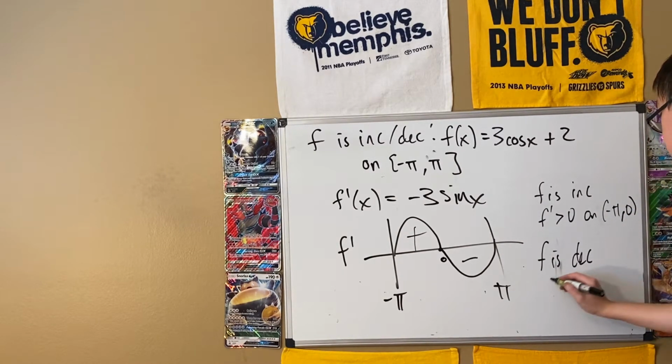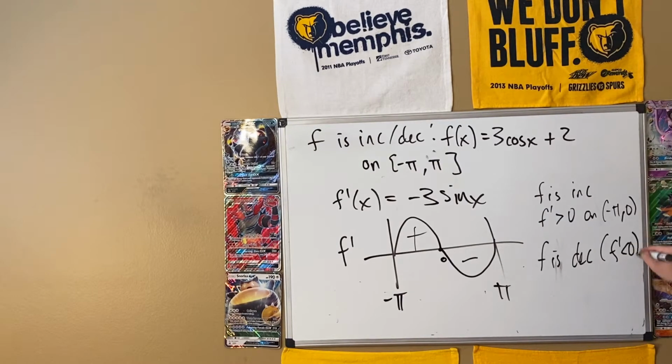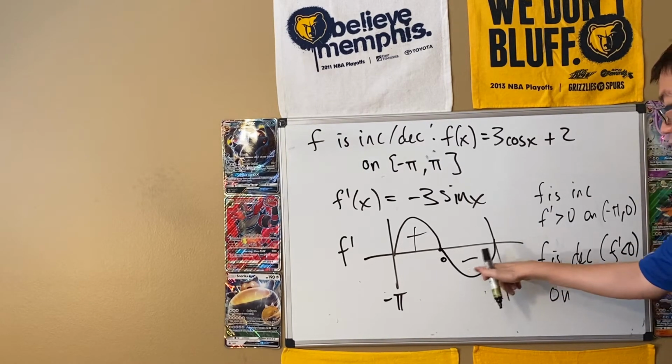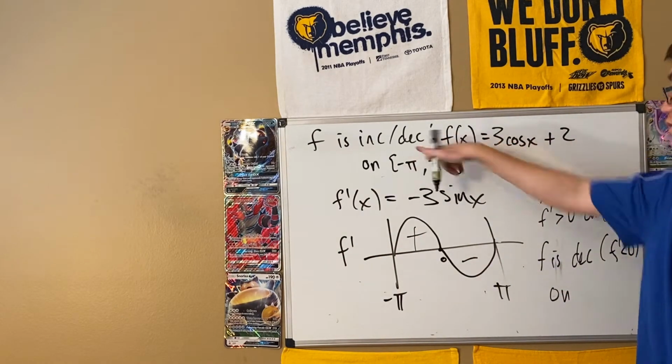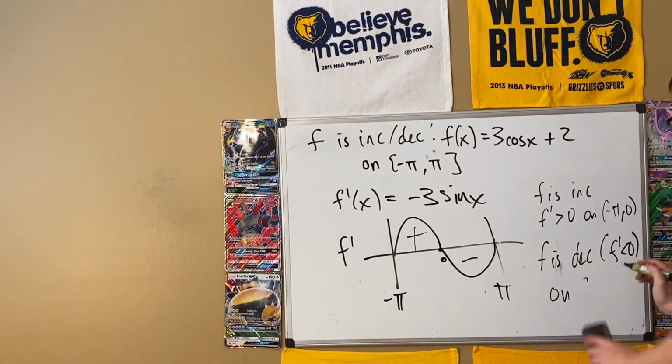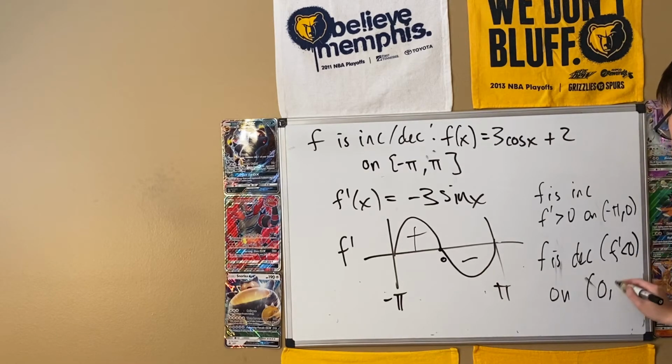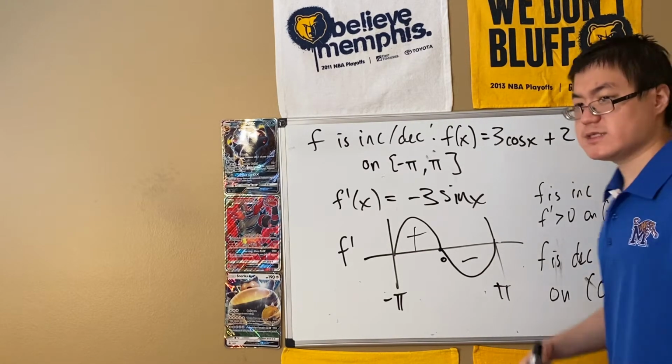From f prime, the rule is f prime is negative. One last time, because it's negative here, not focusing on the graph, focusing that f prime is negative means f is decreasing. So this is negative, 0 to pi. And that's that.